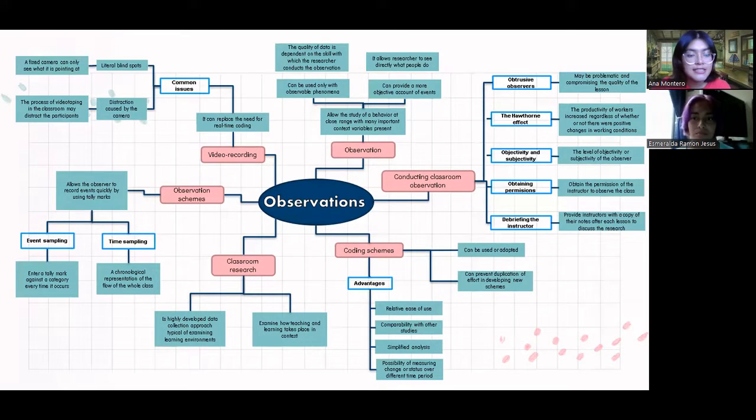And another one is distraction caused by the camera. The process of videotaping in the classroom may distract the participants. Also, we need to take into account that when we are recording the class, we can distract the students. So we need to be careful in our movements when we are recording.